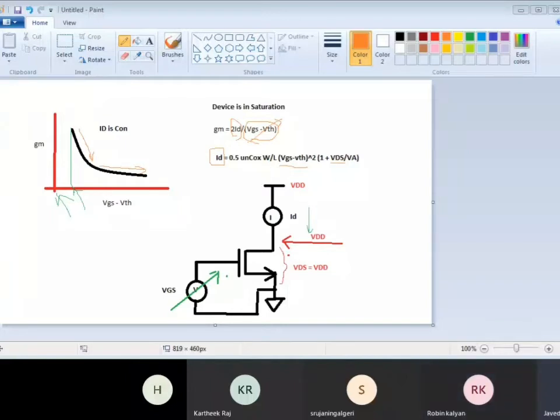Without a second order effect, it will be a straight line because it's a linear relationship, right? According to the equation here, it is a linear relationship. This line should not be like this. In a sense, it would have been looking like this.